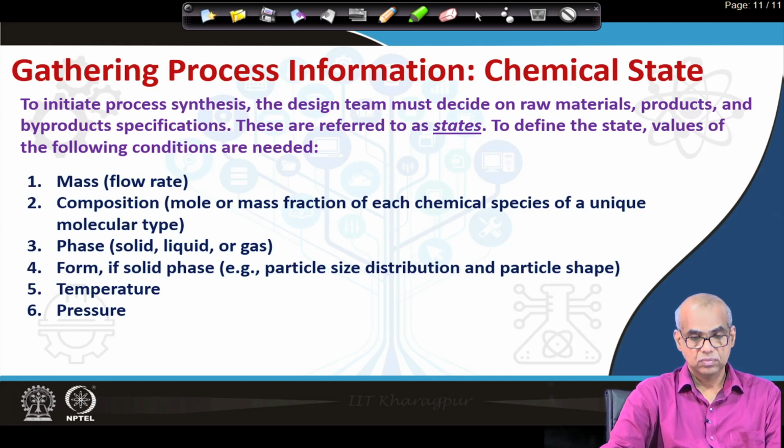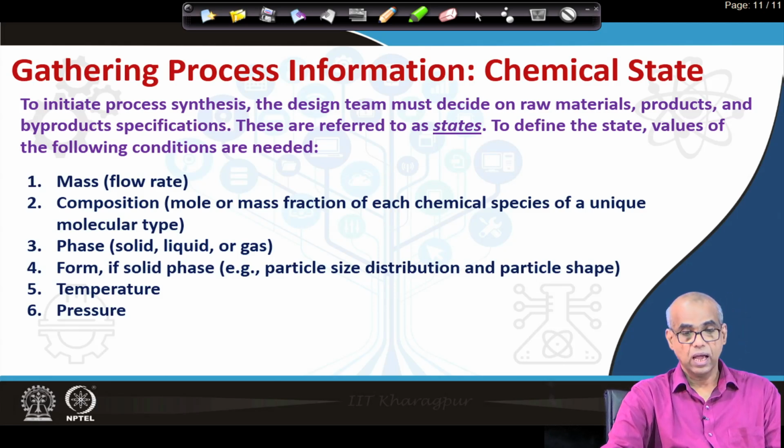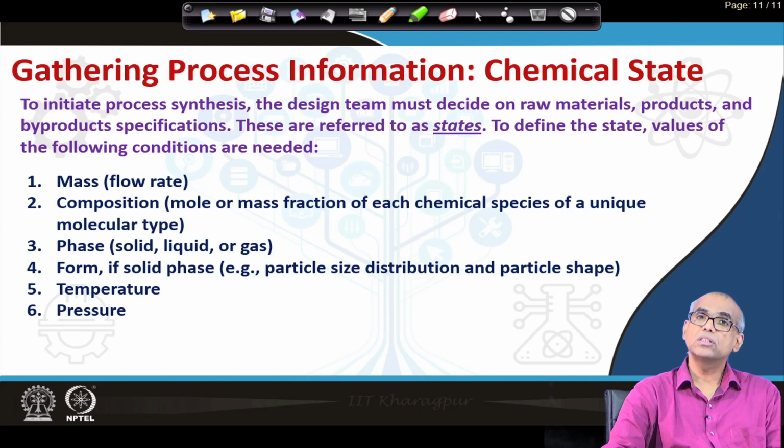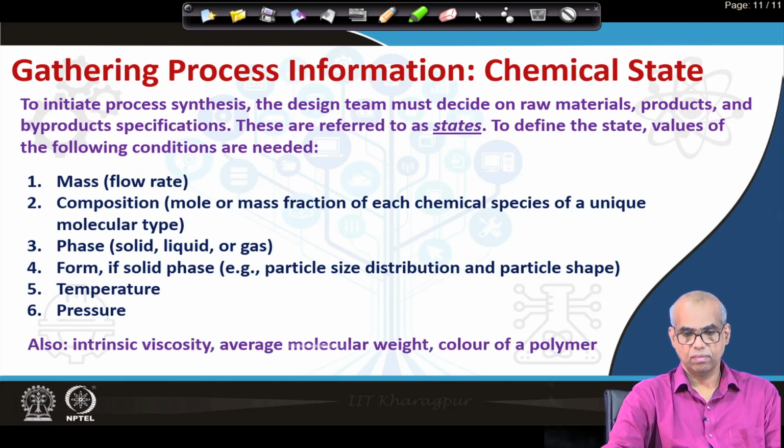mass, composition, phase, solid, liquid or gas, form if solid phase such as particle size distribution, particle shape etc., temperature and pressure. So, to define a state, values for these conditions are needed. Also, intrinsic viscosity, average molecular weight, color of a polymer may also be required.